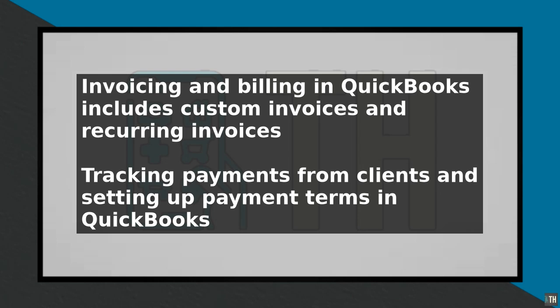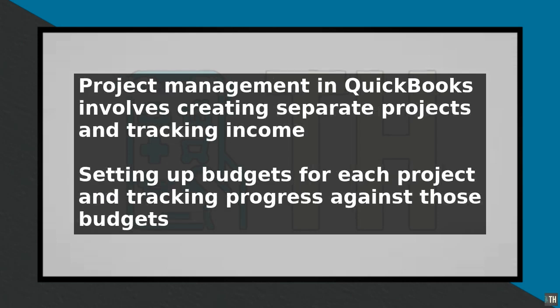Another important aspect of construction accounting is job costing. QuickBooks allows you to track the costs of materials, labor, and equipment for each project. You can also allocate overhead costs to each project, so you can get a clear picture of your total job costs.